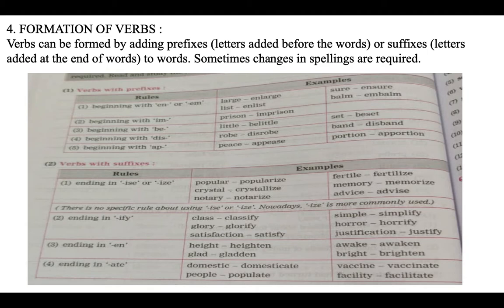Next you come to ify: classify, glorify. These are the words you use to make them into the verb form. En: height and heighten, bright and brighten. Words ending with ate also become verb forms. For example, domestic would be domesticate. Okay, people would become populate.